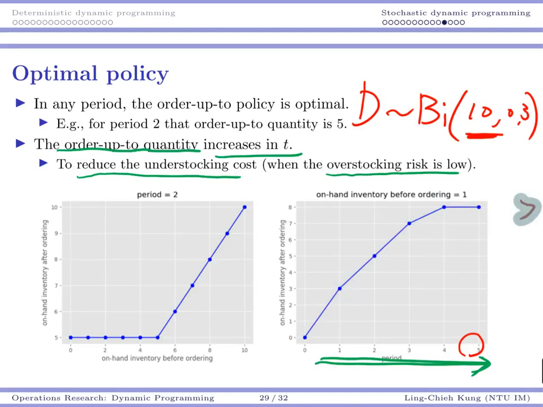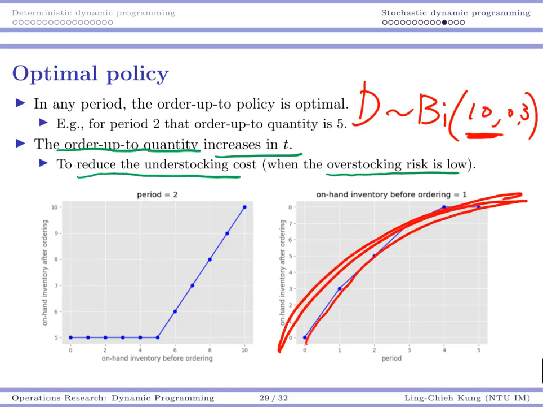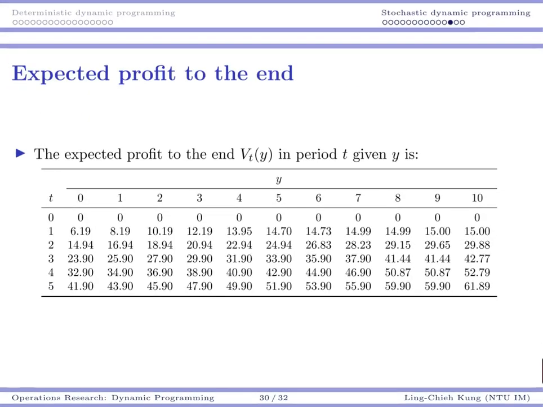You're going to order more if you have more periods to go. But if you really have a lot of periods to go, you don't order that much. Your order quantity and your number of periods is going to have some kind of concave function relationship. Okay, that makes sense. We are actually also able to characterize that Vt of y.